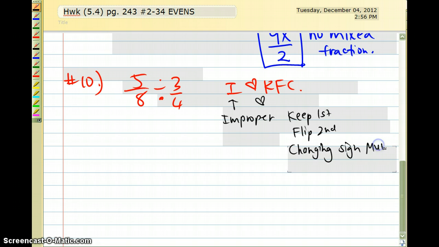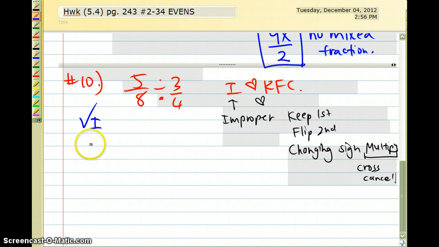to multiply. Okay, at this point, when you do I, K, F, and then C, you may, because you are multiplying, cross cancel if you need to. So let's try that. For number 10, I don't need to do the I, so I can skip that step.